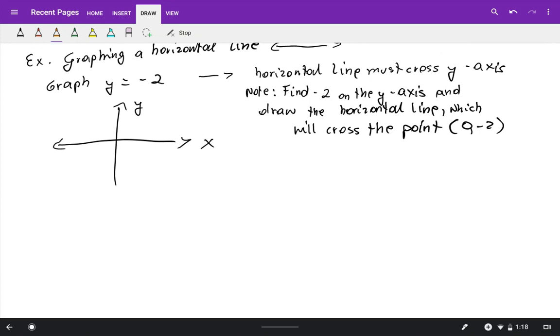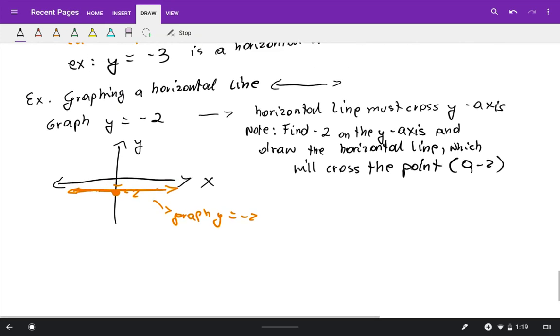So we're going to find -2 on the y-axis, so 0, -1, -2. This is just the point, which is the y-intercept. And now we have to draw the horizontal line, which crosses the point 0 comma -2. So this is the graph of y equals -2. The solution of this equation is every single point on the horizontal line. Every single point here has the y coordinate equal to -2.